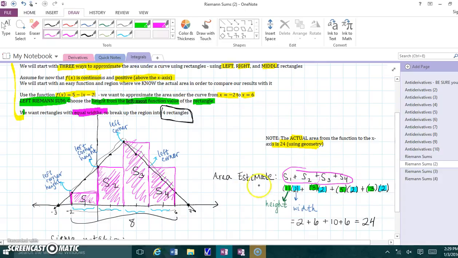And then I'm going to find the area of each rectangle. Well, that's easy because the area of a rectangle is length times width. So I'm really just doing length times width here, or height times width. So my width is 2 for all of them, and the height changes. It goes from 1 to 3 to 5 to 3, so it's 24. Notice that my approximation is actually the exact same as the true value.